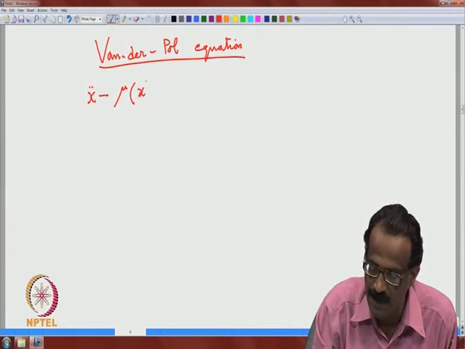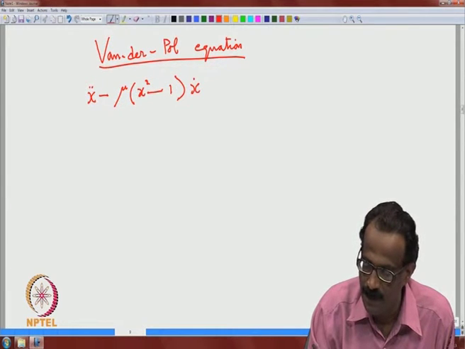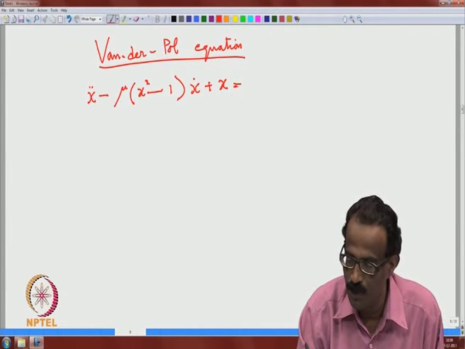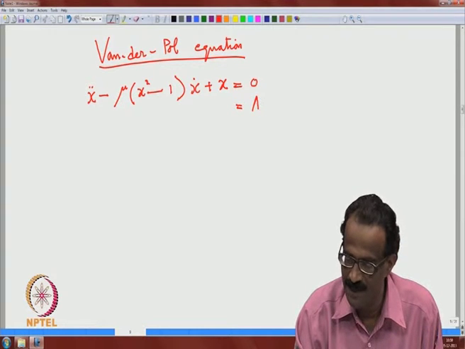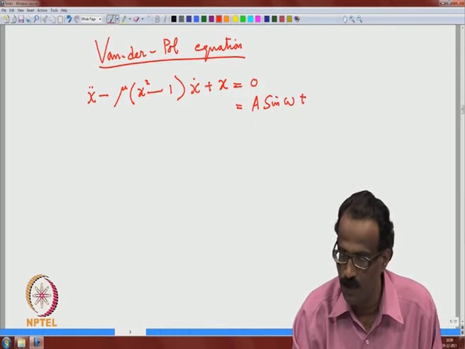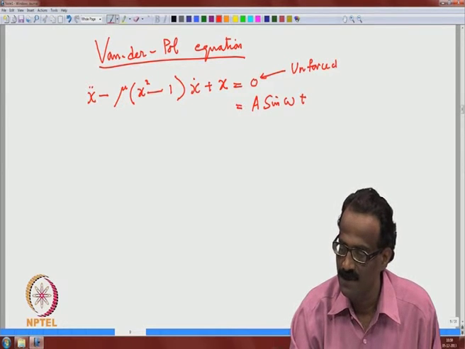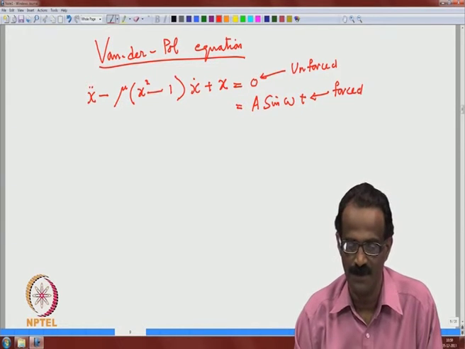Everything is in that form, x square minus 1 into x dot plus x. Here also, if you want, you can put it 0, or you can also put an external term, a sin omega t, if you want it forced. So, this is called the unforced van der Pol equation, and this you can call the forced one, so you are putting an external force there.